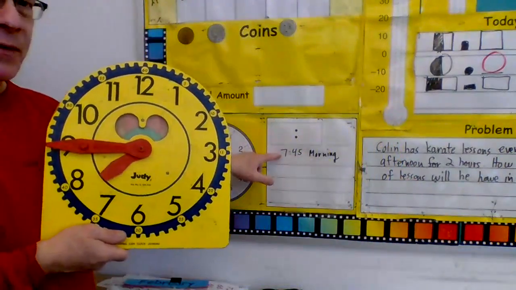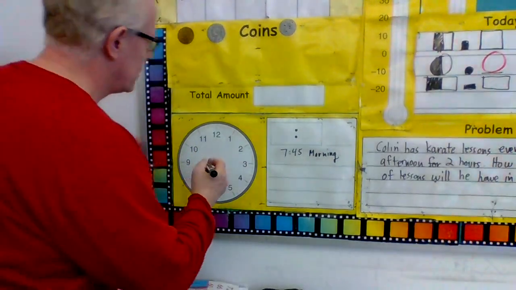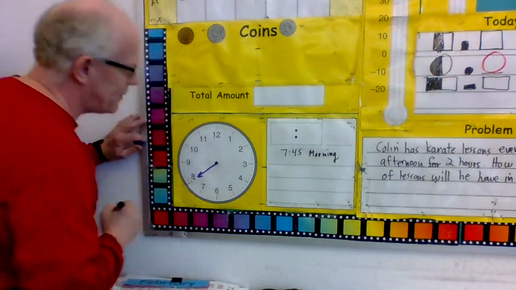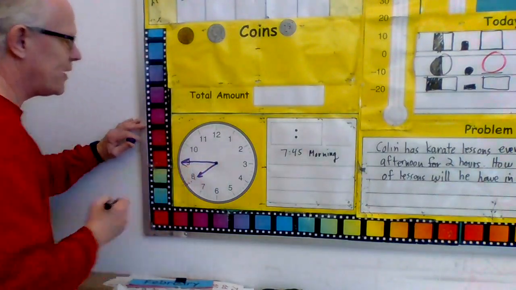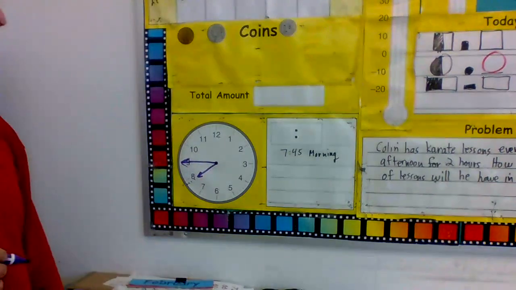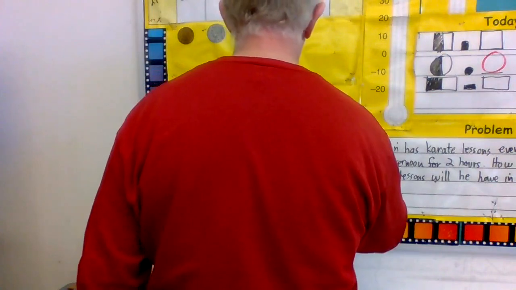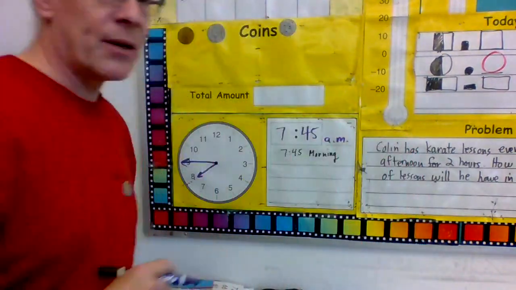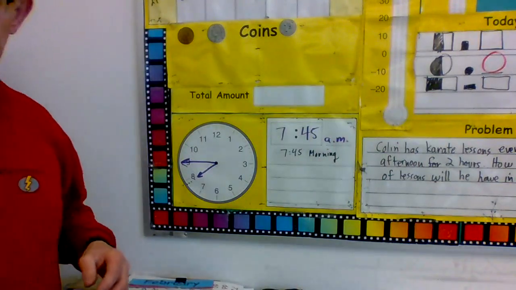So 7:45 would look like this. The hour hand would be right up pretty close to the 8, but not past the 8. And the minute hand would be on the 9. That's 7:45 in the morning. And if I wrote it out here, I would write AM, because AM means morning time. All right? Good job, boys and girls.